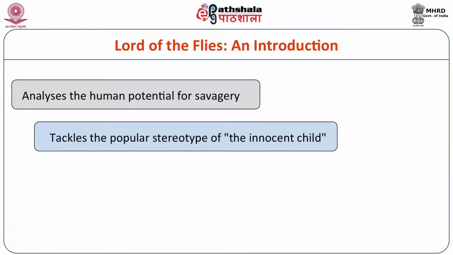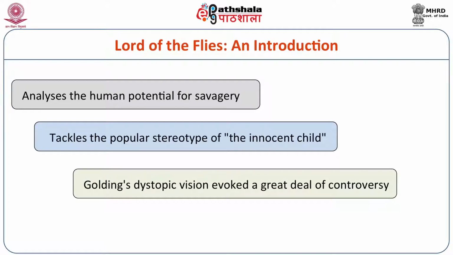Now, the way in which it does this is equally interesting. The novel takes up the popular stereotype of the innocent child. Children, we believe, or we know, or we assume, are always innocent. Now, it is this idea that's taken up to talk about something very fundamental about the way in which we relate to one another. What William Golding does here is to write a dystopian novel. It projects a dystopian vision of the world, as it were, and because of this, perhaps, the novel did create a great deal of controversy.